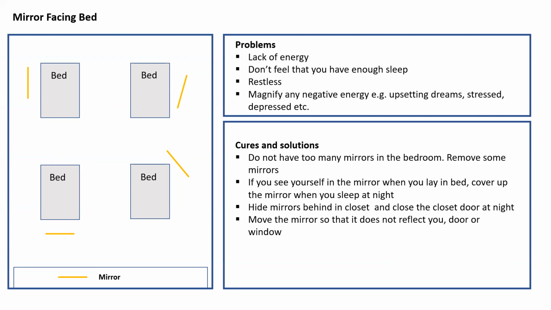A very common method that people use is basically to hide the mirror behind a closet, so it is only when you open up the closet that you will be able to see or use the mirror. You can do many ways to solve this problem. Just remember that the mirror should not reflect you, the door, and the window in the room.